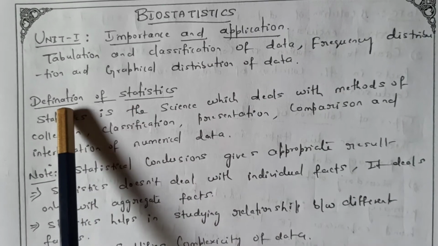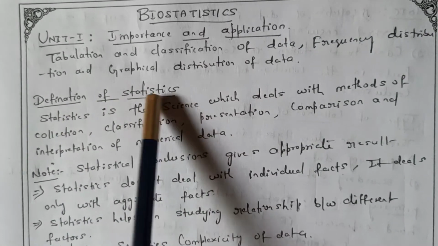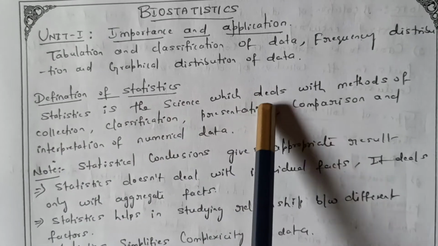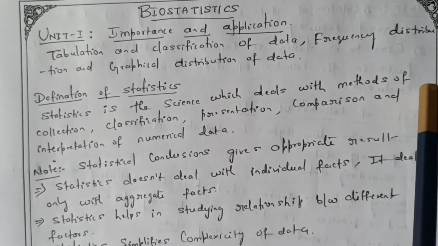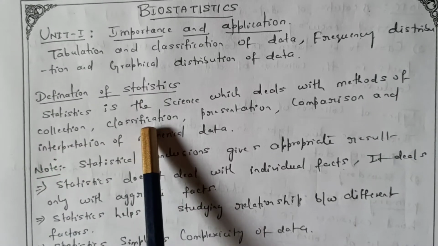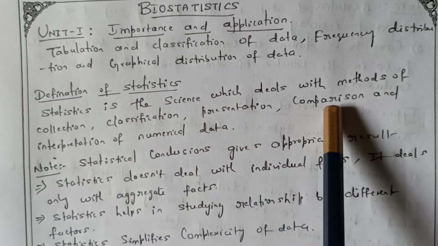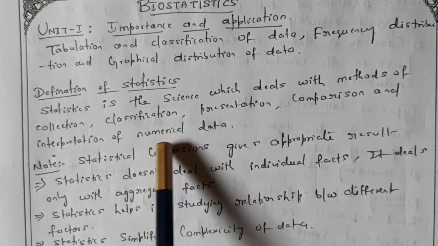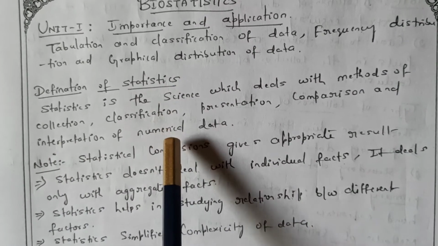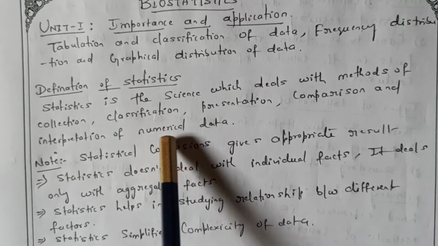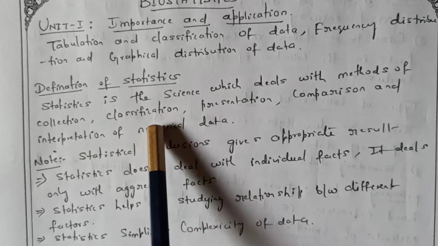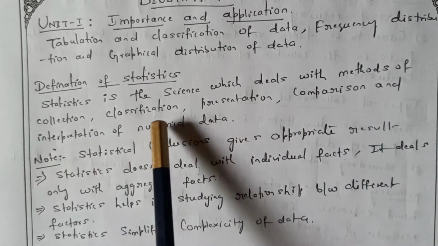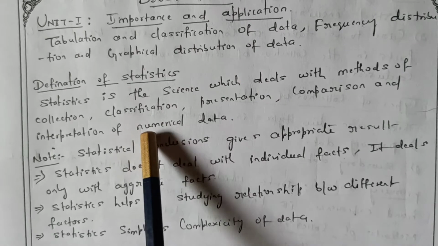So here we are going to start with the definition of statistics. The definition says that statistics is the science which deals with methods of collection, classification, presentation, comparison and interpretation of numerical data. So this is very important. Statistics deals only with numerical data. So you can collect, classify, present, compare and interpret only the numerical data, not the theoretical one.